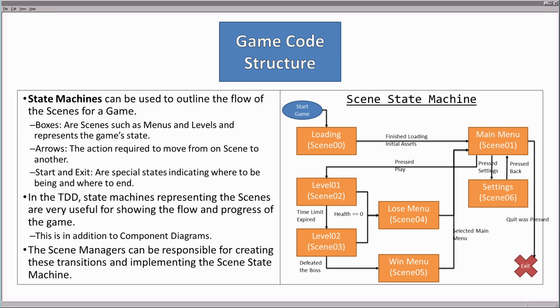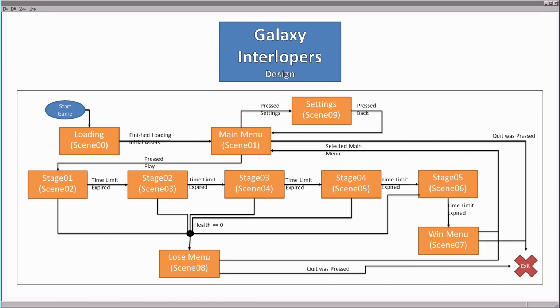Now, this is in addition to the component diagrams. The scene managers can be responsible for creating these transitions and implementing the scene state machine. This is in addition to the component diagrams showing the inner workings of a game object and the components within a scene. For our game, we can include this in our technical design document.